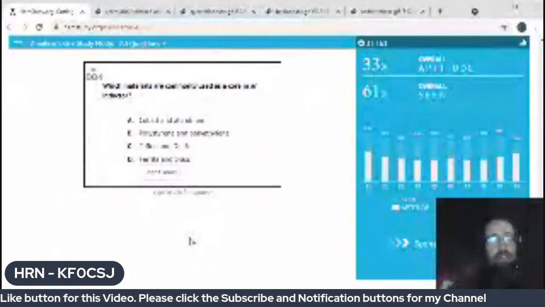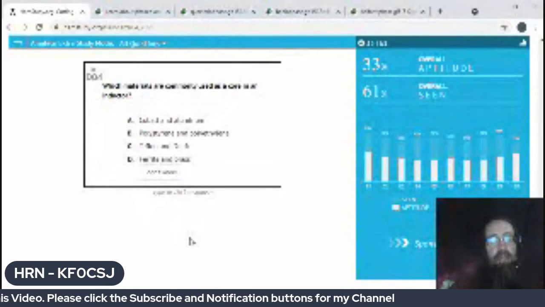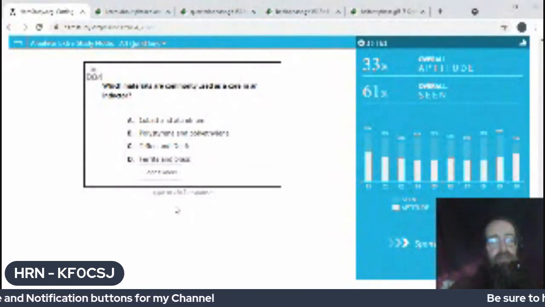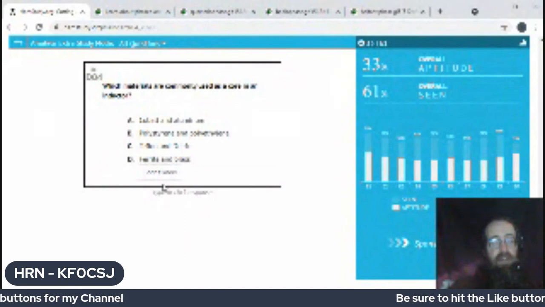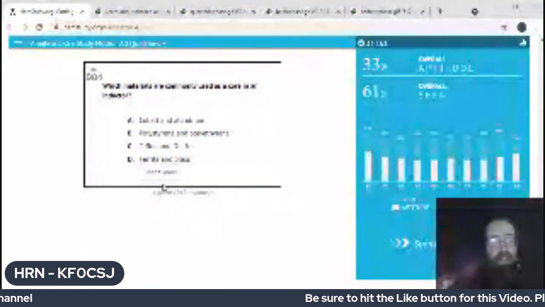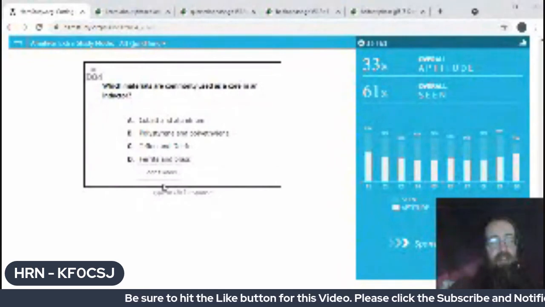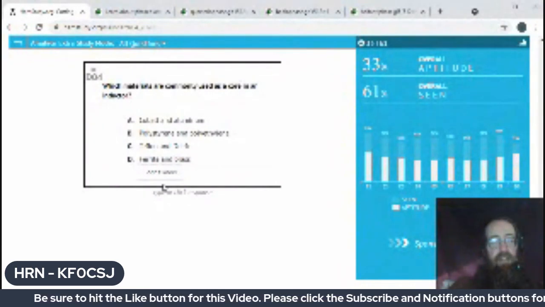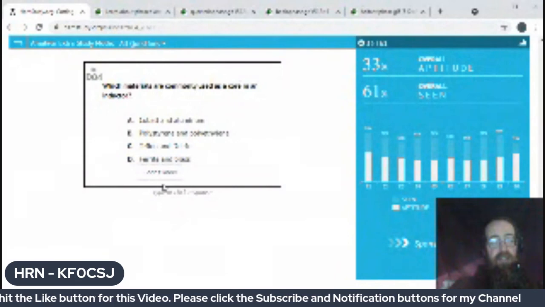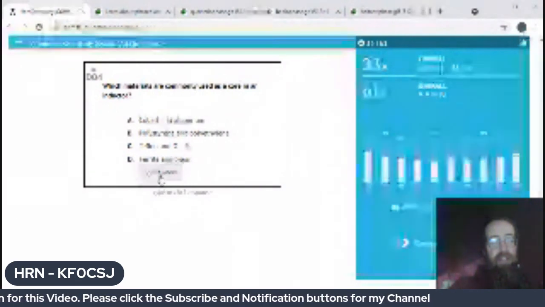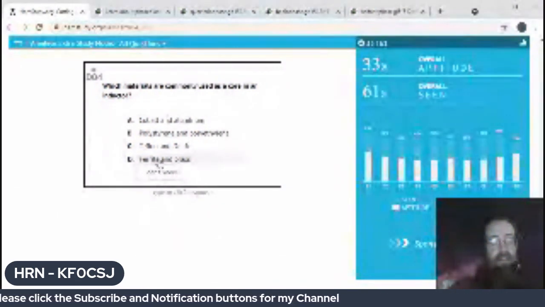What materials are commonly used as a core in an inductor? A: Cobalt and aluminum. B: Polystyrene and polyethylene. C: Teflon and Delrin. D: Ferrite and brass. I'm going to go with ferrite and brass.